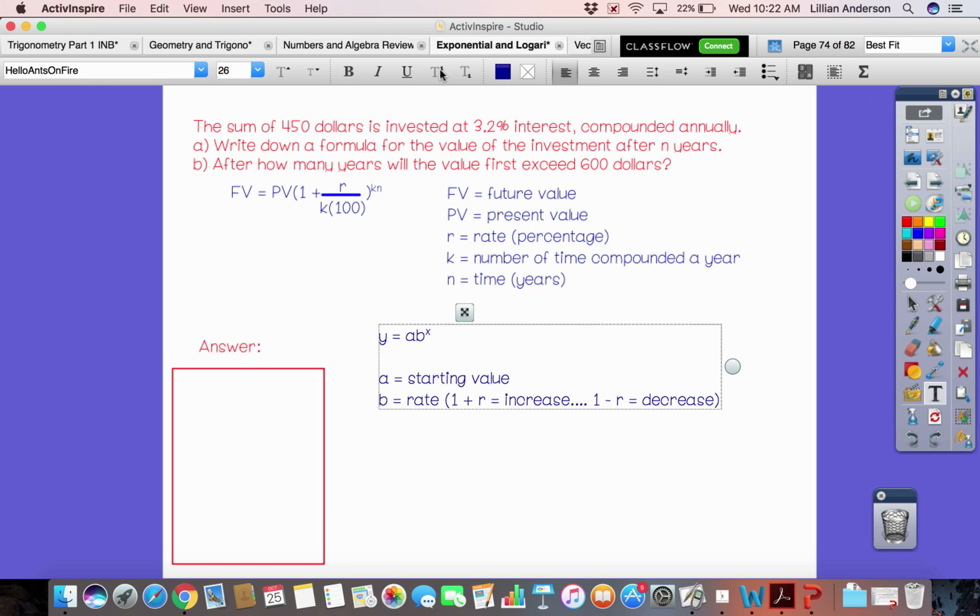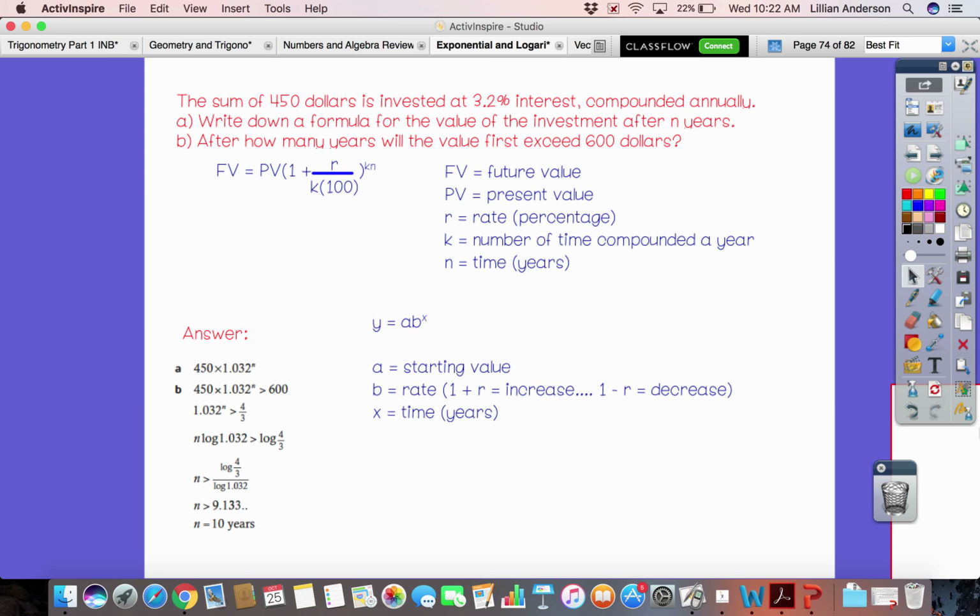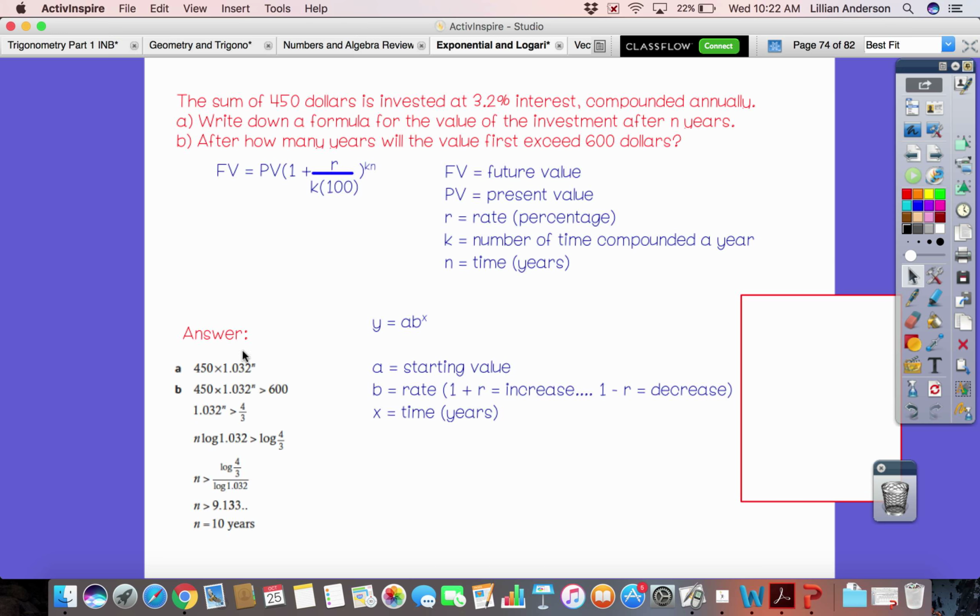So depending on the problem, since it says the sum of $450 is invested, clearly this would be an increase because you are gaining money when you invest money, if you didn't know that. So you would do 1 plus your rate to help you out there, and then x, of course, would represent your time, and your time will be broken down into years. So either one works. And so let's take a look at the answers. I'm going to move this box here. And as you can see, they use the basic exponential way. You could have done it using the present value, future value way, and you still would have gotten the exact same equation once you plugged everything in.